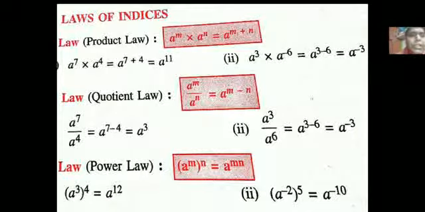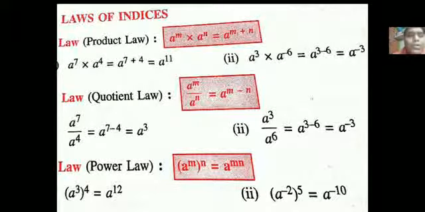Quotient law: a to the power m divided by a to the power n is equal to a to the power m minus n. Example: a to the power 7 by a to the power 4 is equal to a to the power 7 minus 4, or a to the power 3. Similarly, a to the power 3 by a to the power 6 is equal to a to the power 3 minus 6, that is a to the power minus 3.